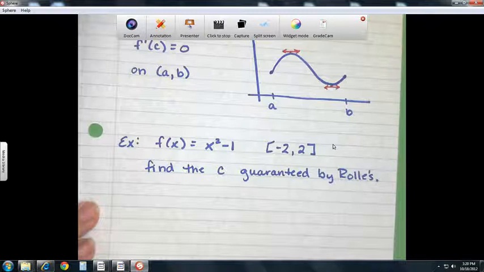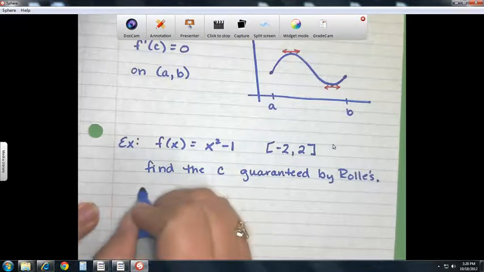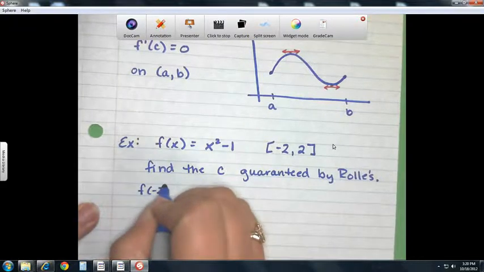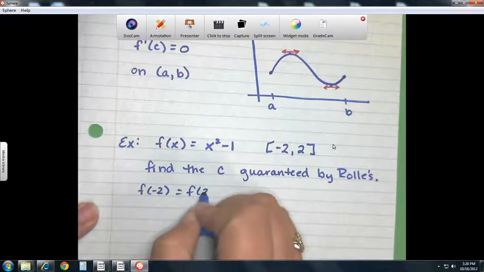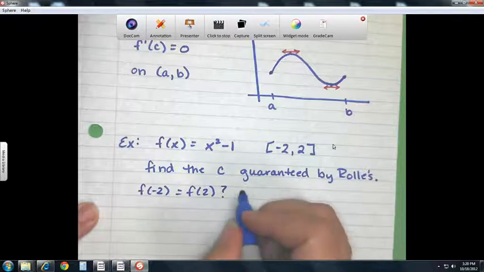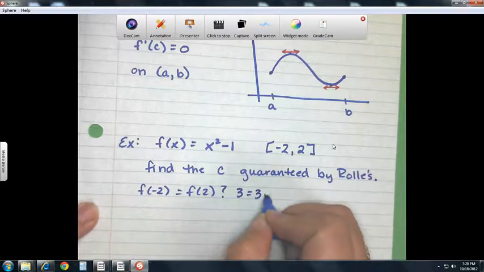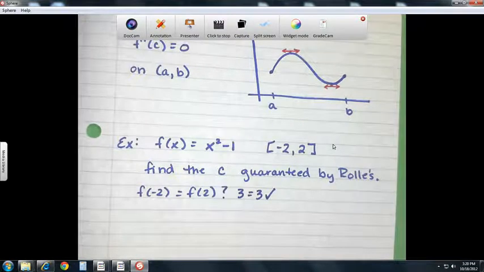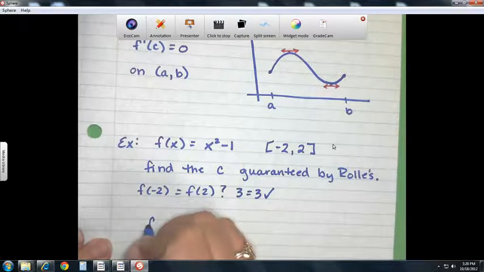Okay, so which x value on the interval is the place where we have a horizontal tangent? At 0. Which I kind of knew because that graph looks like that. Where is it at? At 0.